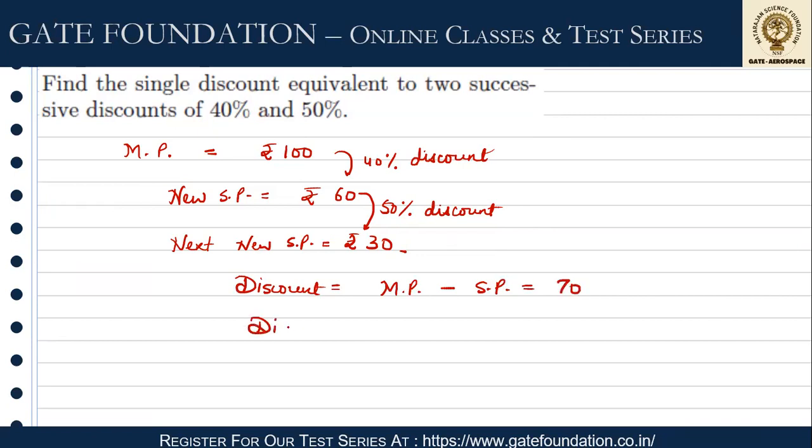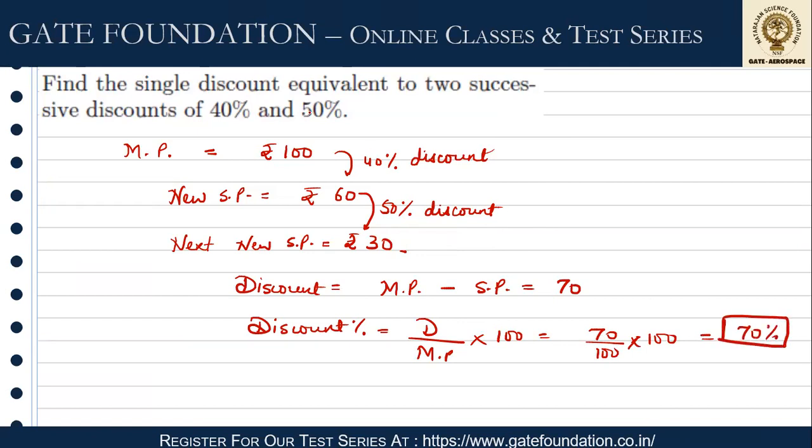And if you want to calculate discount percentage, that will be discount upon marked price into 100. So the discount we got is 70, the mark price we took is 100, into 100. So 100 gets cancelled and you get 70% as an answer. Simple, there's nothing much to it.